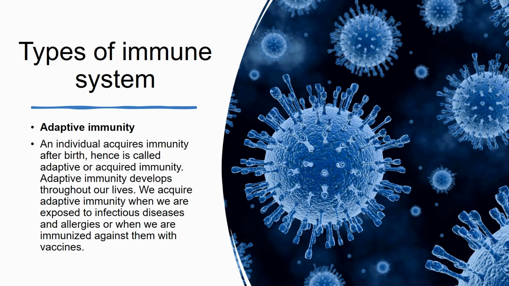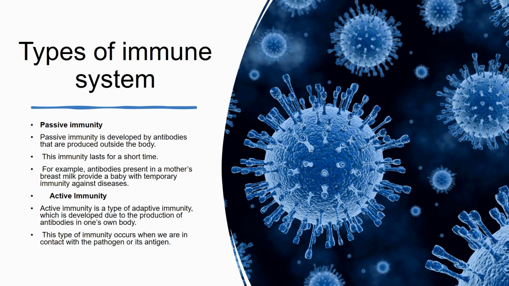Adaptive immunity. An individual acquires immunity after birth, hence it is called adaptive or acquired immunity. Adaptive immunity develops throughout our lives. We acquire adaptive immunity when we are exposed to infectious diseases and allergies, or when we are immunized against them with vaccines.